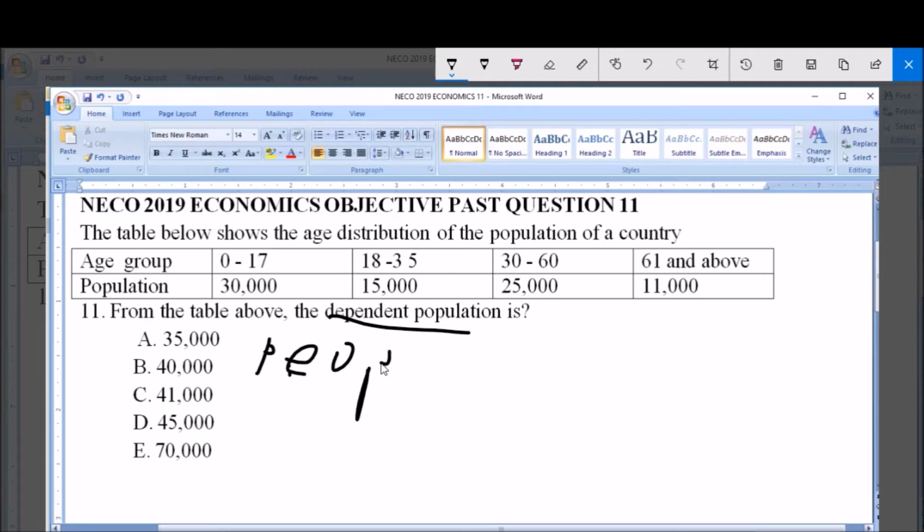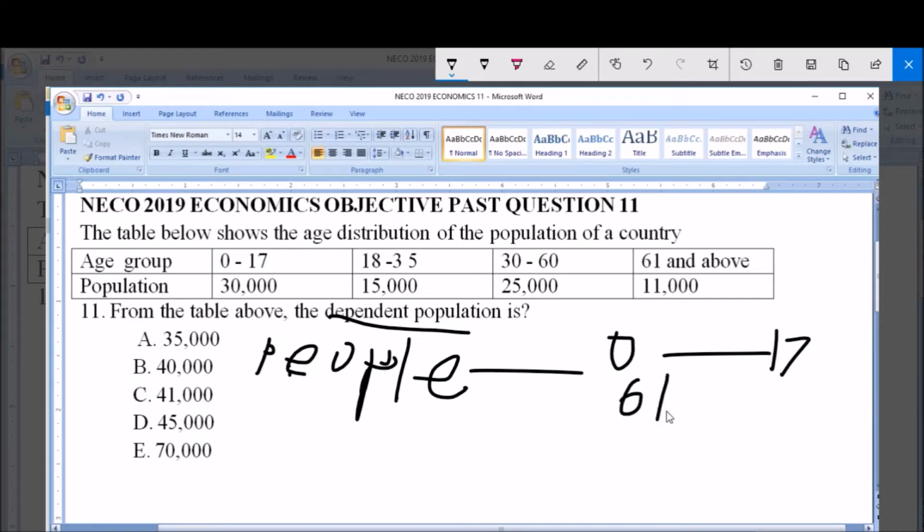So the concept we are looking at here is dependent population, and dependent population refers to people between ages 0 to 17 and then ages 61 and above. So in order to get the dependent population for this country, we'll look at the number of people within these age groups.